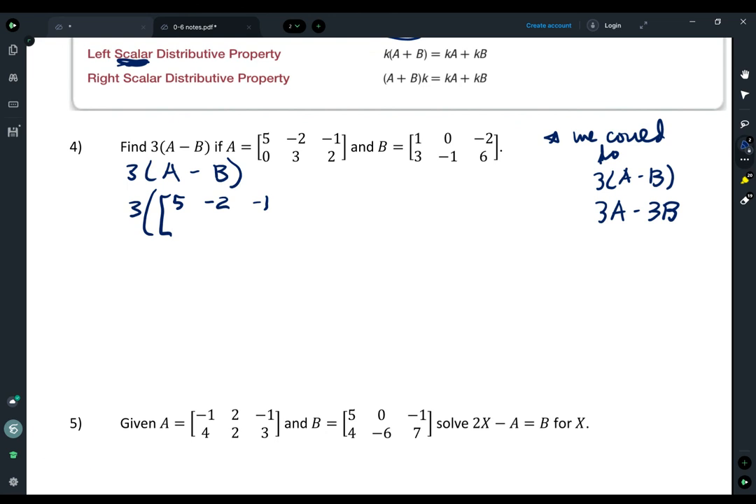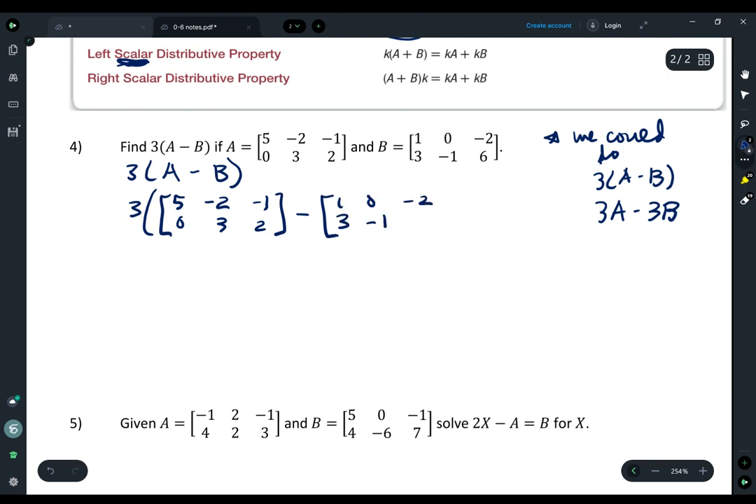A minus B, they give them to me in the right order, so that's kind of helpful. Minus, let's see, B. You're going to want to really keep everything organized and be careful with your signs. It's not a bad idea to just look things over and make sure you copy the right numbers down.